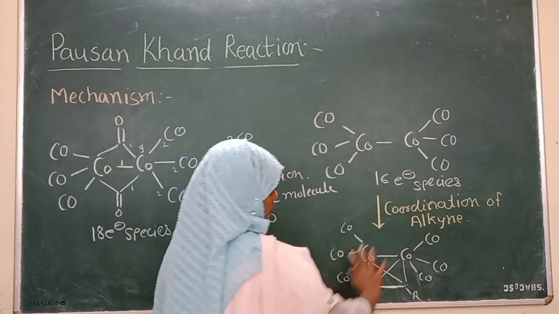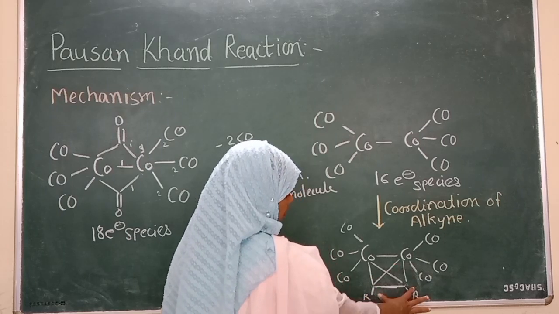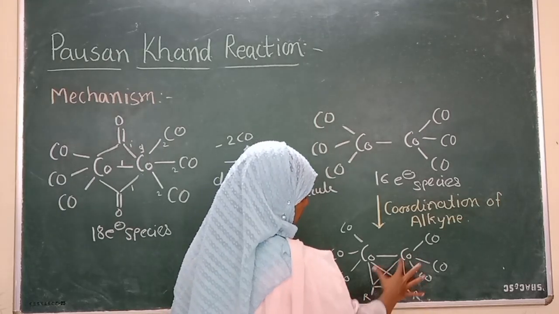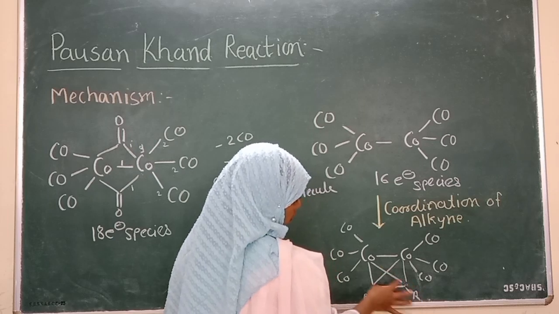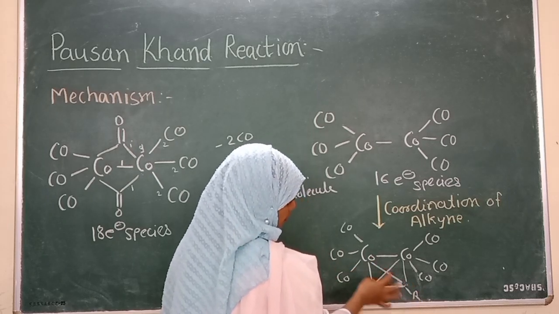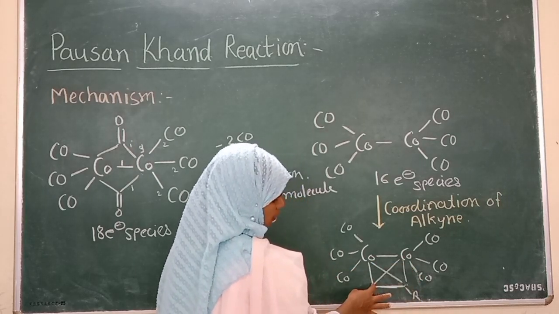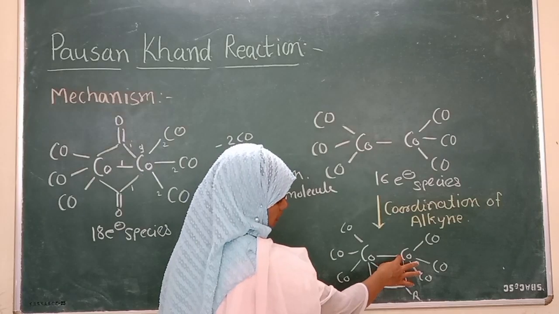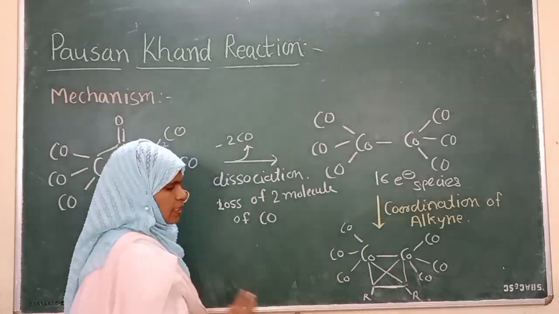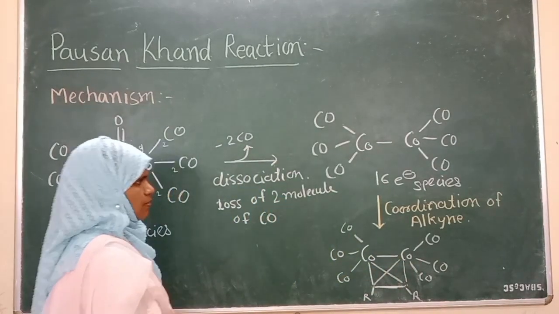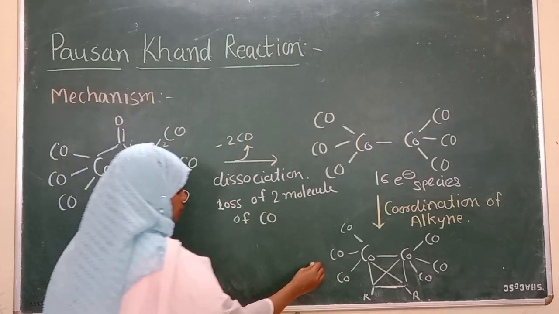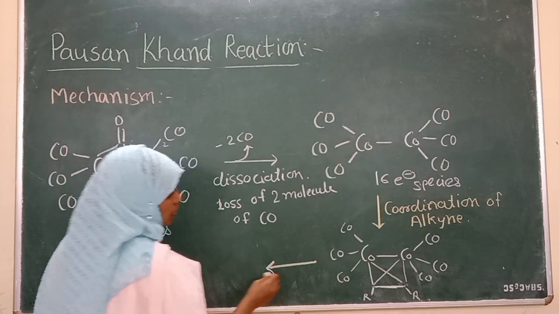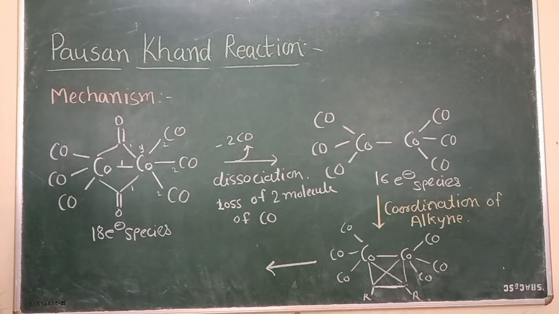Here, this moiety remains as it is, and this alkyne forms bonds with the cobalt atoms. This carbon forms new bonds with this cobalt and this cobalt. This carbon again forms two bonds, with this cobalt and this cobalt. It is an 18 electron species. Now, what will be the next step? Again loss of one CO molecule.